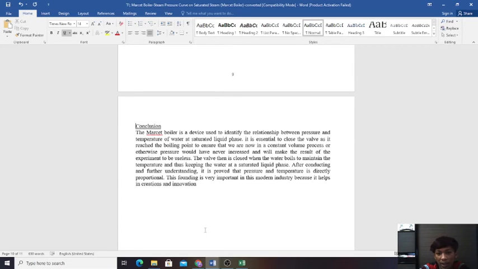After conducting the experiment and further understanding, it is proved that pressure and temperature are directly proportional. This finding is very important in modern industry because it helps in creations and innovations.